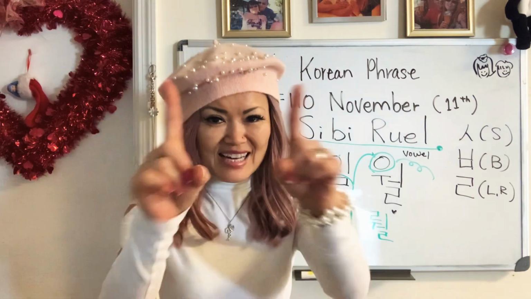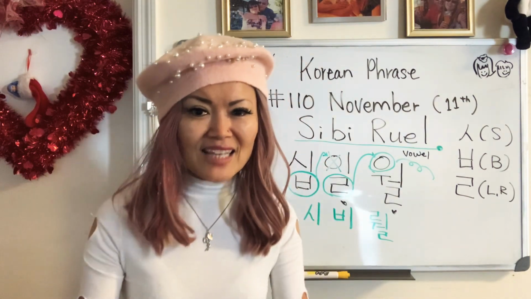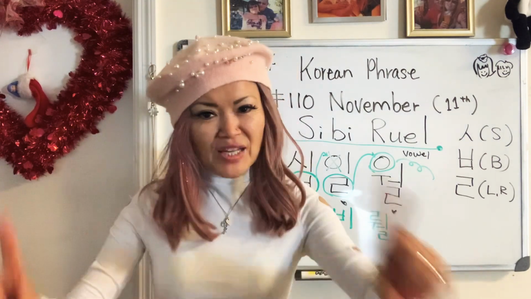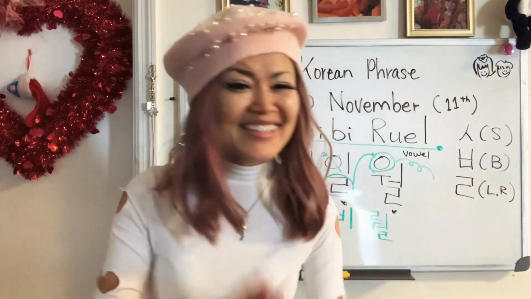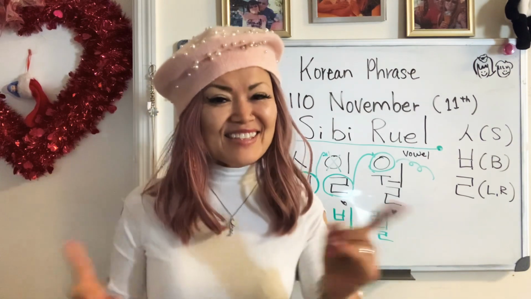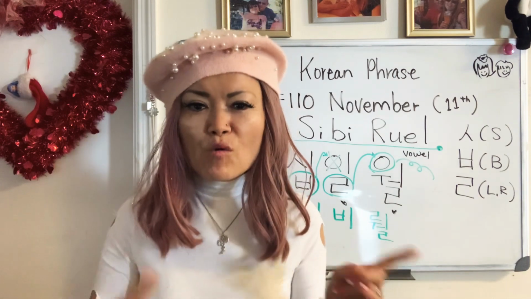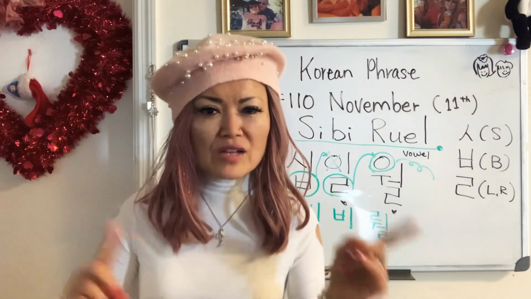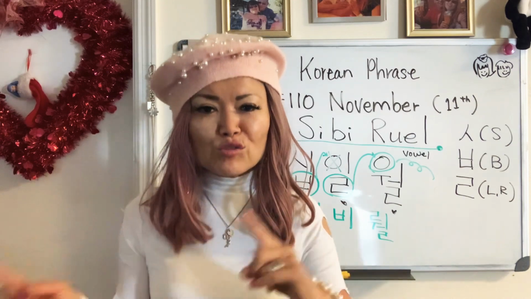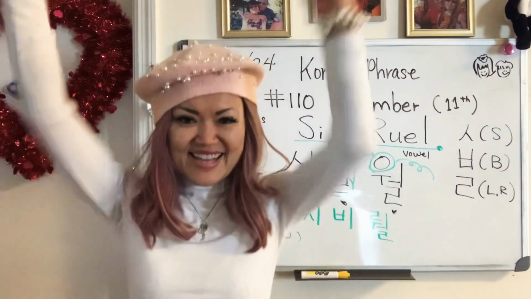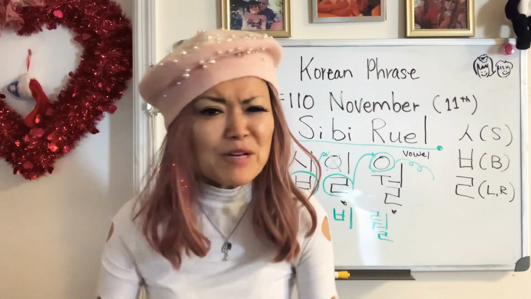Okay, 11월. Let's sing month of the year song, okay? 1, 2, 3, go. Oh, no, excuse me. It's a Korean, okay? Thank you. 1, 2, 3, go. 1월, 2월, 3월, 4월, 5월, 6월, 7월, 8월, 9월, 10월, 11월, 12월. These are the month of the year.